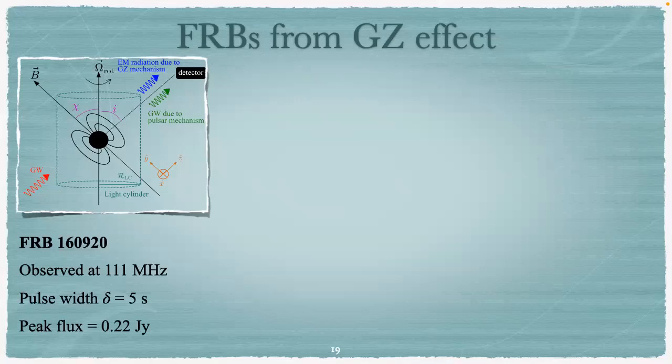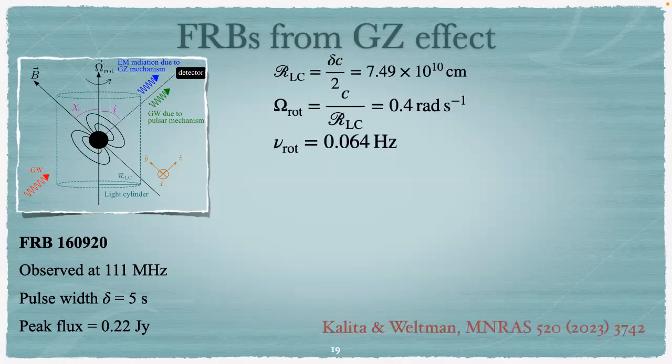Suppose I consider an FRB with these observed properties that I can observe. You can show that if it has a pulse width of this much, what does the pulse width tell us? Basically, the pulse width will say how much time it will take to cross this light cylinder. And you can just calculate all these things. This is the rotation frequency, this is the linear frequency, and you can see it's less than 1 Hertz. So it can be detected not by LIGO, but by DECIGO, the space-based telescope.